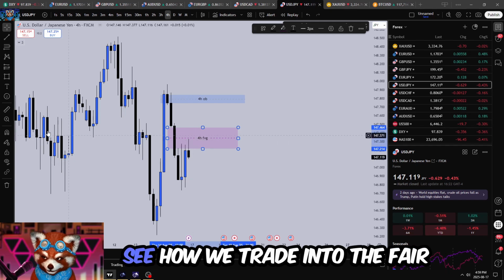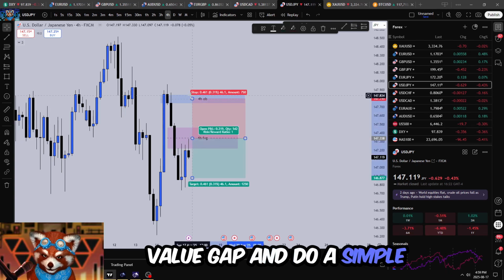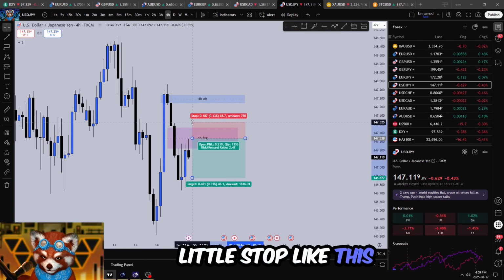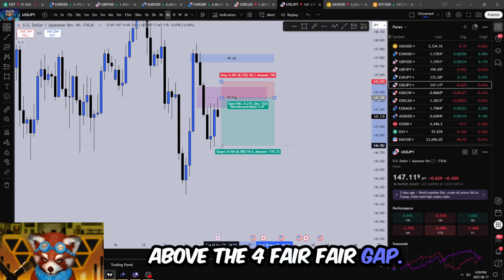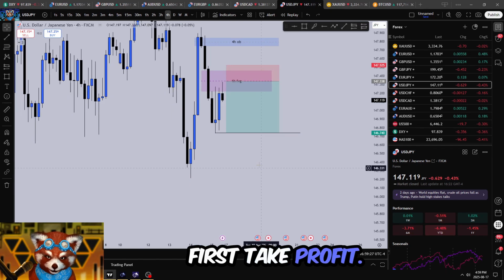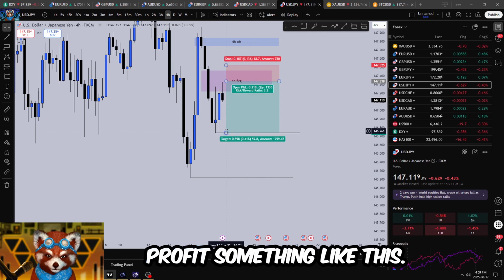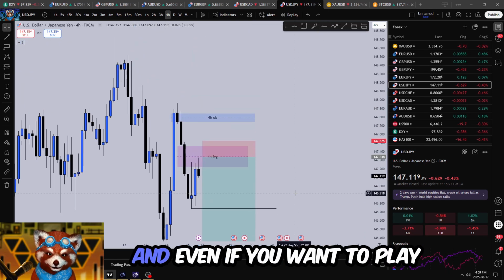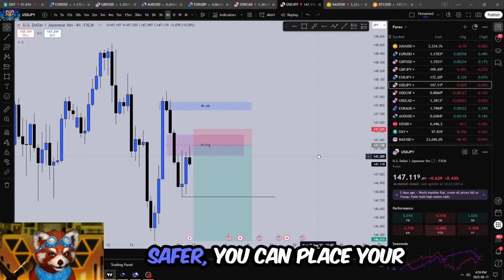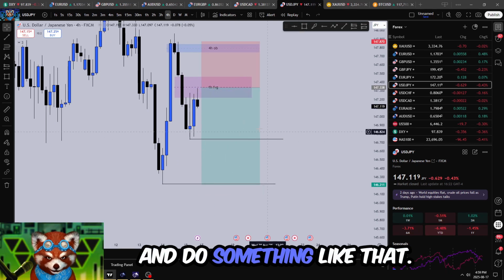Simply open, see how we trade into the fair value gap, and do a simple little stop like this above the fair value gap. This will be your first take profit. This could be your second take profit. Something like this. And even if you want to play it safer, you can place your stops above the fair value gap and do something like that.